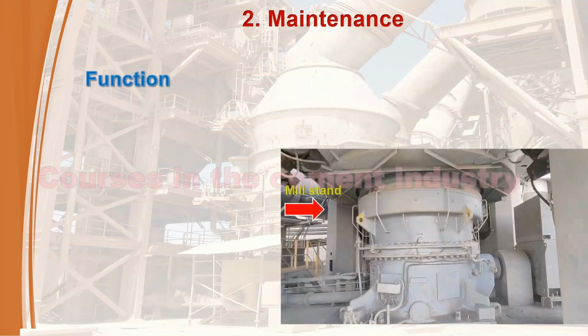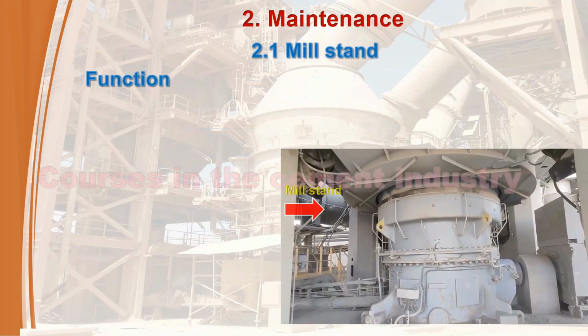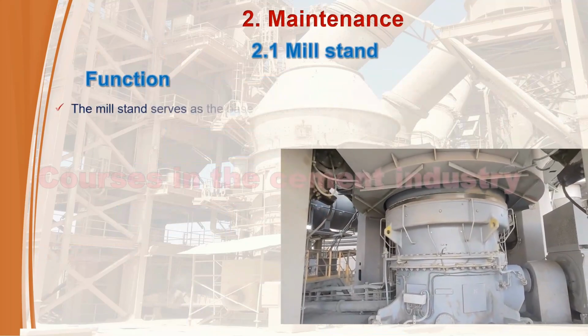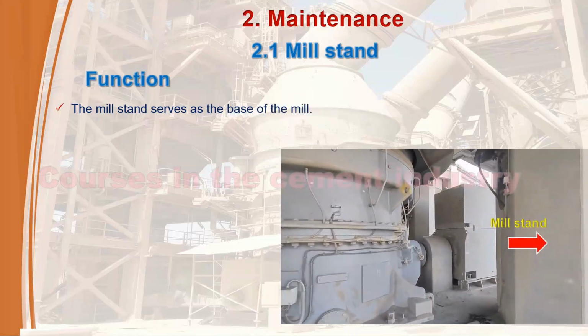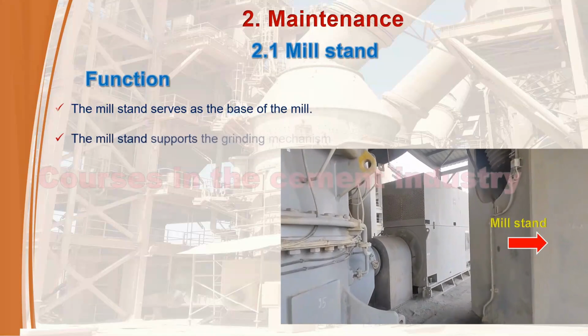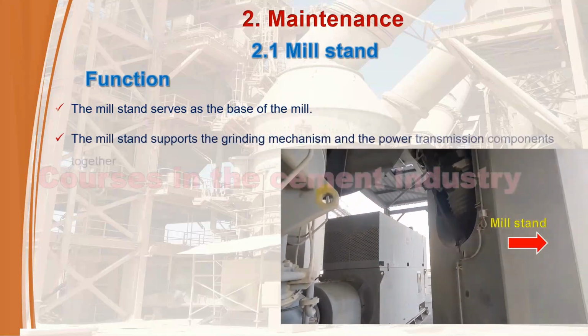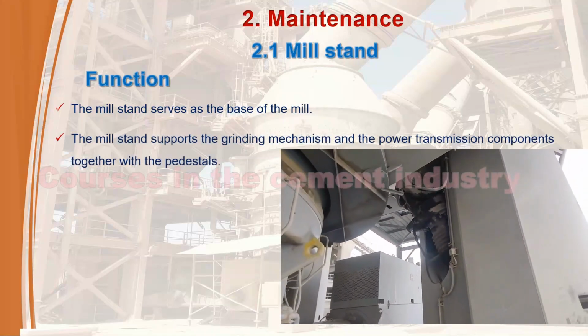Function of mill stand. 1. The mill stand serves as the base of the mill. 2. The mill stand supports the grinding mechanism and the power transmission components, together with the pedestals.